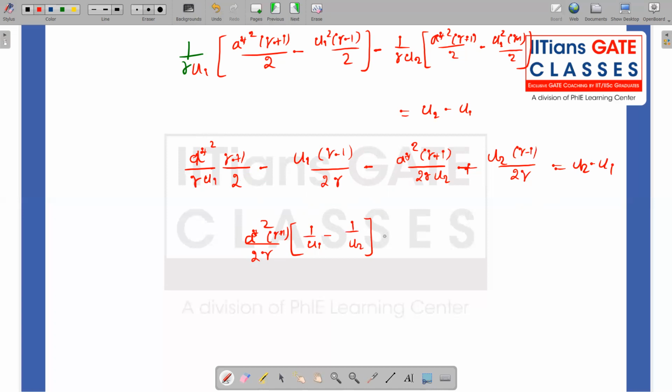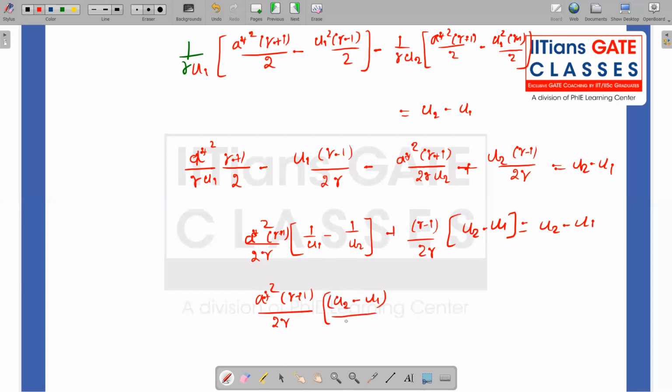So the other one is plus, I can take gamma minus 1 by 2 gamma common. So that gives me gamma minus 1 by 2 gamma times u2 minus u1 equal to u2 minus u1. So if I take LCM here, what happens? That gives me a star square times gamma plus 1 divided by 2 gamma times u2 minus u1 divided by u1 u2 plus gamma minus 1 divided by 2 gamma times u2 minus u1 is equal to u2 minus u1. So now you see this u2 minus u1 is common in all three terms. So what I can do, I can take that as common and it cancels out from LHS to RHS, right?